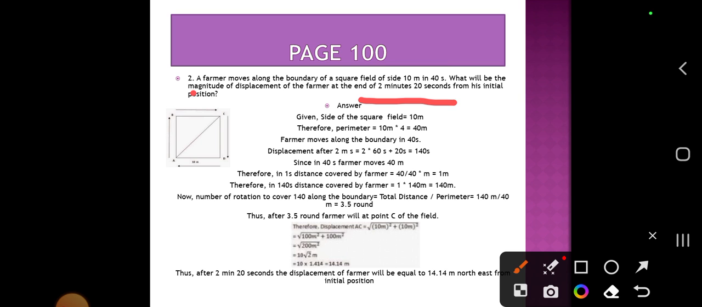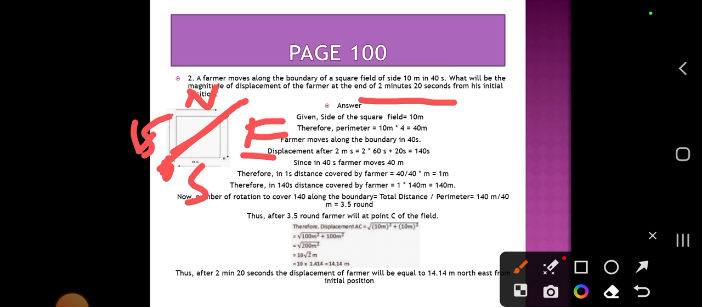Now we can say the direction, whether it is north, south, east, or west. So we can say from here to here, it is northeast from the initial position. This is the initial position. From the initial position, he will reach to the northeast.